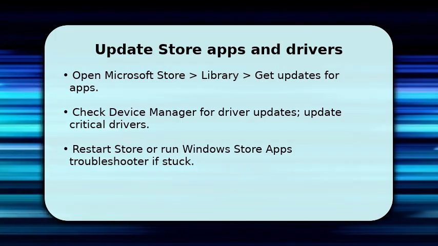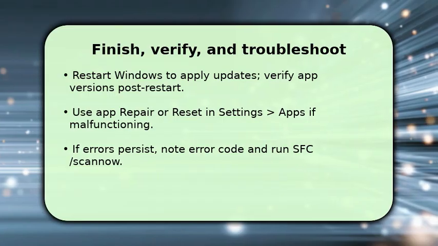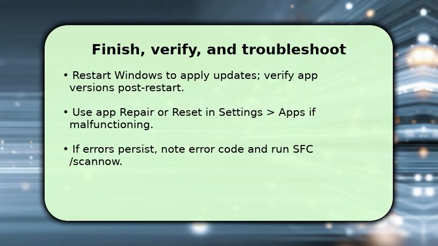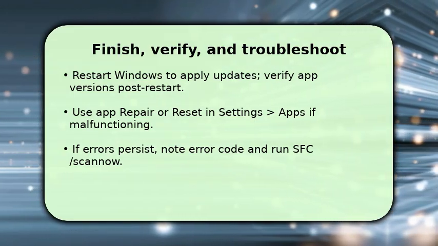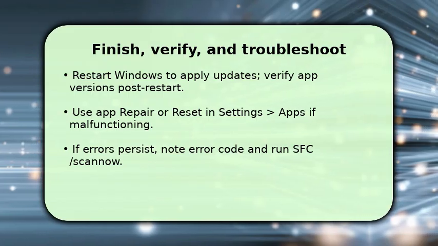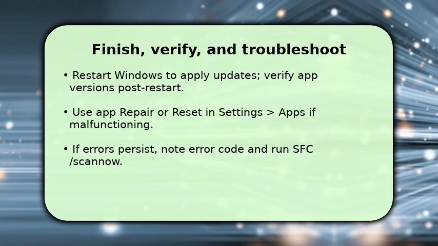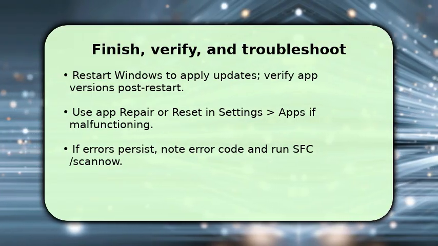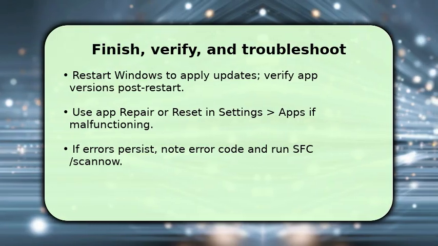To finish, restart Windows so pending updates and app installs complete. After reboot, open key apps and check their About or Settings page to confirm new versions. If an app misbehaves, go to Settings, Apps, select the app and choose Repair or Reset to restore files without reinstalling. Make sure to check for specific error messages. If problems continue, run command prompt as admin and execute sfc /scannow to repair system files. Note any error codes to research targeted fixes.